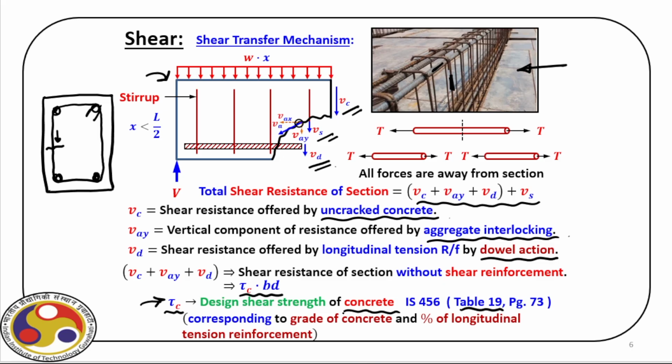So tau C we get from this Table 19. For that particular section, we know what B and D are, so we can calculate tau C times BD, which is actually balancing these three forces. Now, if we have a requirement more than that at a particular section, then obviously we have to design this VS, and that's the main theme of this discussion, how we can actually design that.